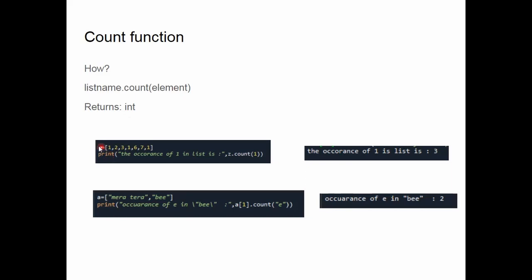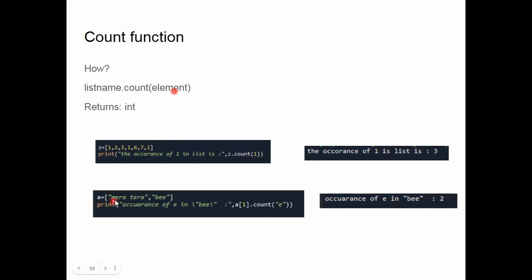So here we have Z, which is a list containing this many elements. I want to count the number of ones that appear here. So how many times is one repeated? It is repeated 3 times. So what is the method? The list name dot count and the element, which element I want to count.